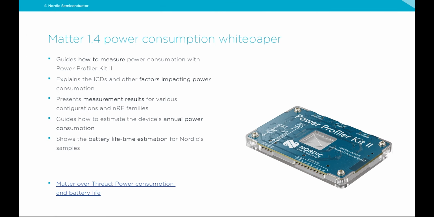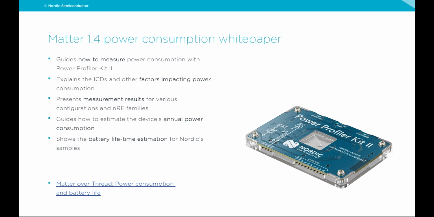Another source of useful information about Matter power consumption is a white paper that we just released a few weeks ago. It's over 40 pages of comprehensive information about power consumption in the context of Matter. So I really encourage you to spend some time taking a look at that. The white paper is a kind of guide that presents how to measure the power consumption with Power Profiler Kit 2 that is visible on the slide.